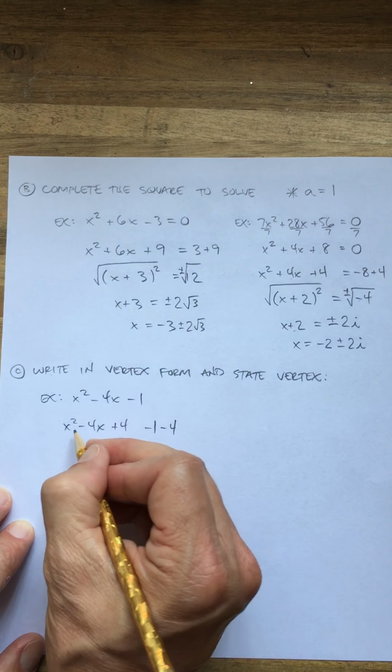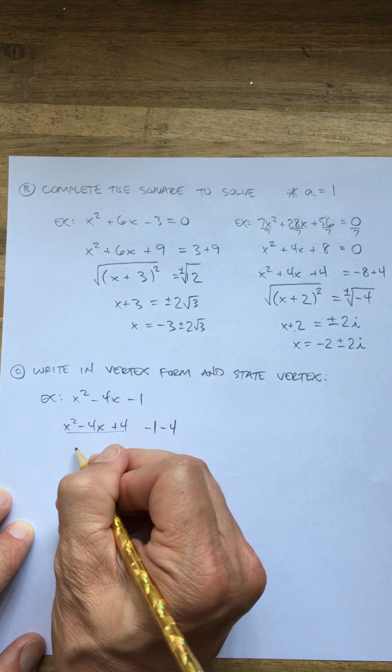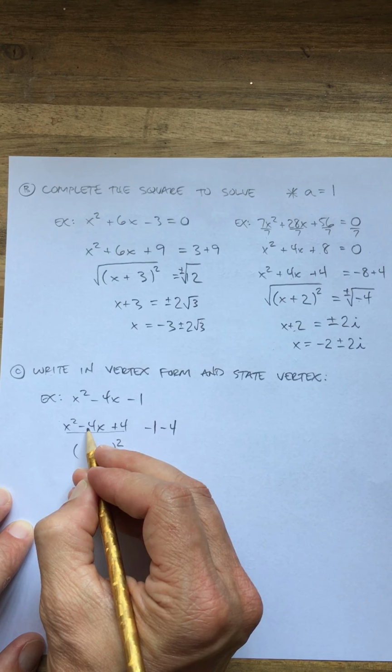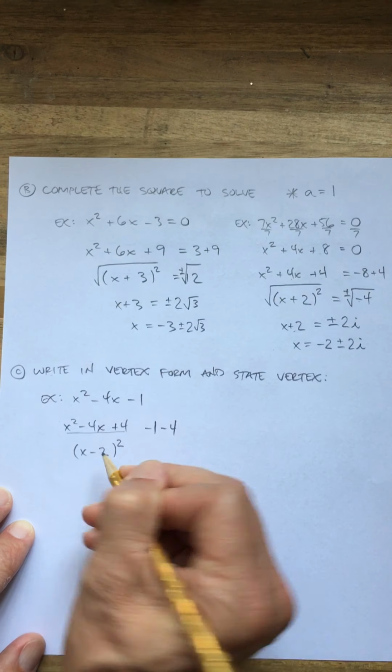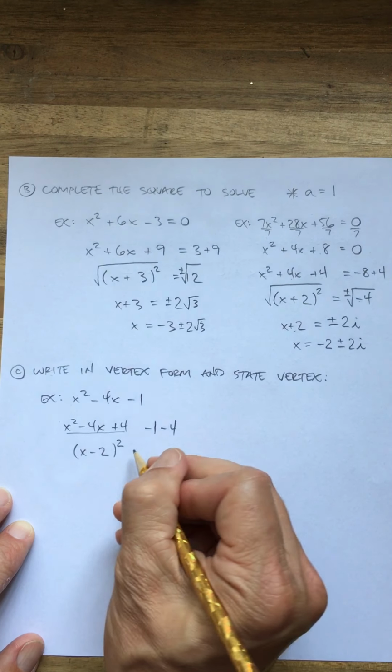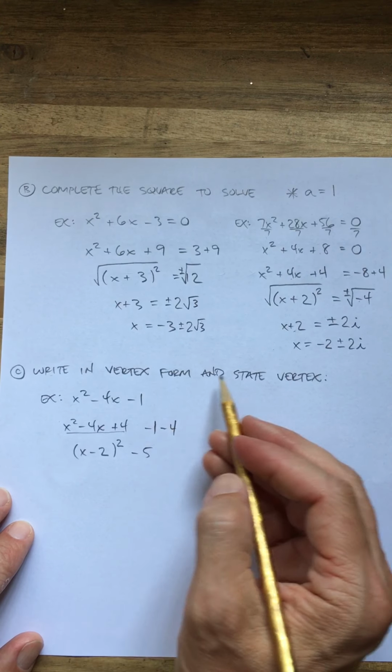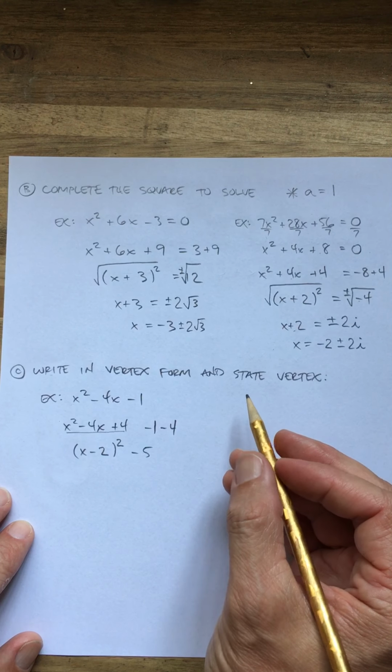All right, and now watch this. This becomes a perfect square trinomial. So it factors like this, and you get, cut that in half, it's negative 2, so this is x minus 2. And then negative 1 and negative 4 is negative 5. That's done. We've written this in vertex form, and now we can state the vertex.